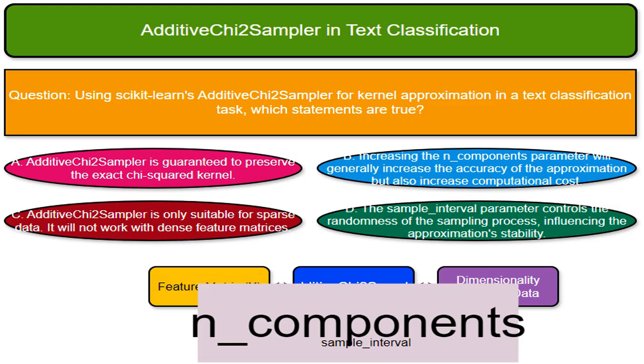I see this as the number of features AdditiveChi2Sampler creates to approximate the chi-squared kernel. Think of it like this. You have a complex shape, the chi-squared kernel, and you want to represent it using simpler shapes, the new features. More features mean a better approximation but more work for the computer. It's a trade-off between accuracy and computational speed. More is better, but it's expensive.